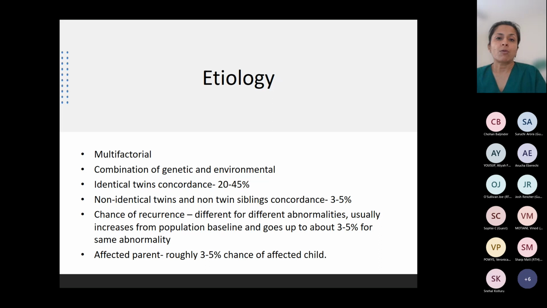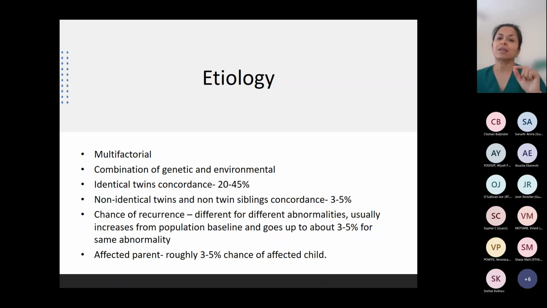I'm sure you all are aware that the etiology for any congenital fetal abnormalities is multifactorial. They can be genetic abnormalities, they can be environmental, but quite a few of them are actually joint, where both factors are contributing. An interesting phenomenon here is identical twins' concordance, meaning that if we have identical twins, both of the twins being affected by the same abnormality is about 20 to 45% depending on the abnormality.